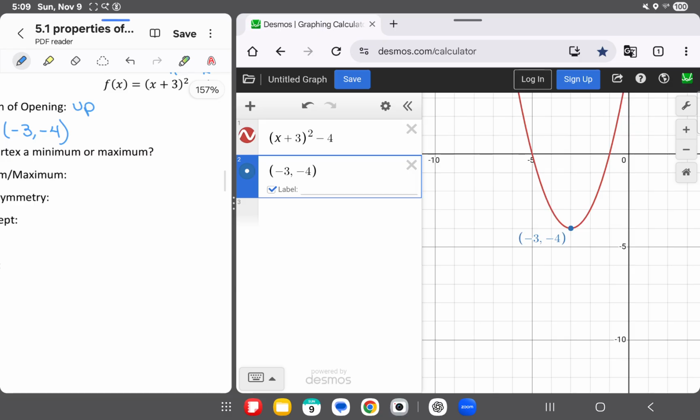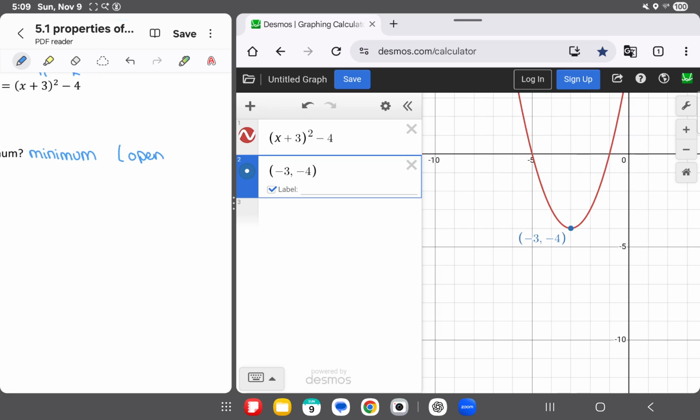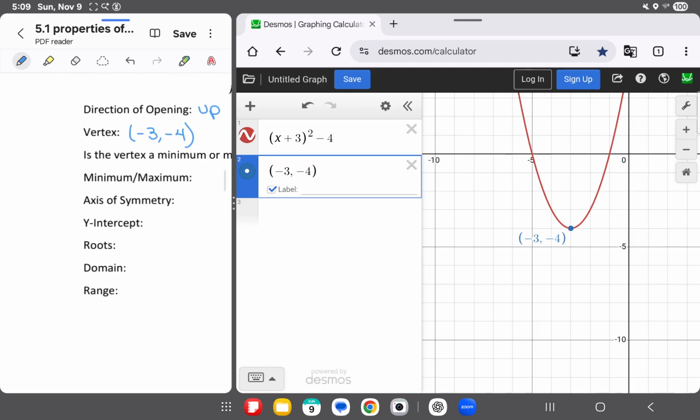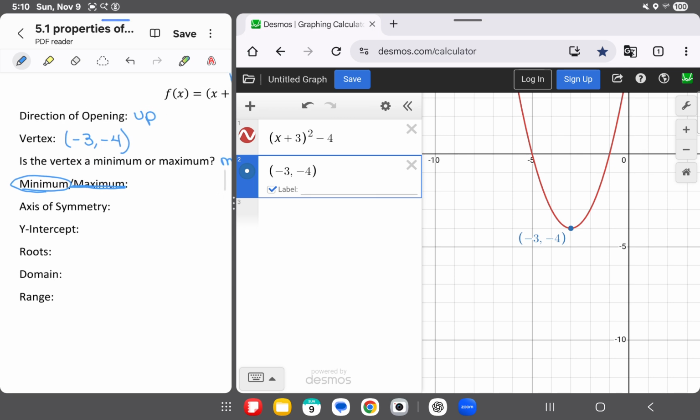All right, so is this vertex a minimum or a maximum? Well, we are opening up, so this is going to be a minimum, and it's because we open up. So then that minimum or maximum value, I'm going to go ahead and circle minimum because that's what we're actually using. And that needs to be our y coordinate, so I'm just going to use that -4.